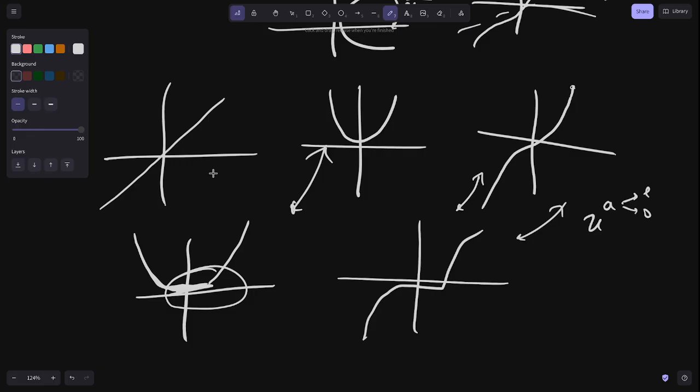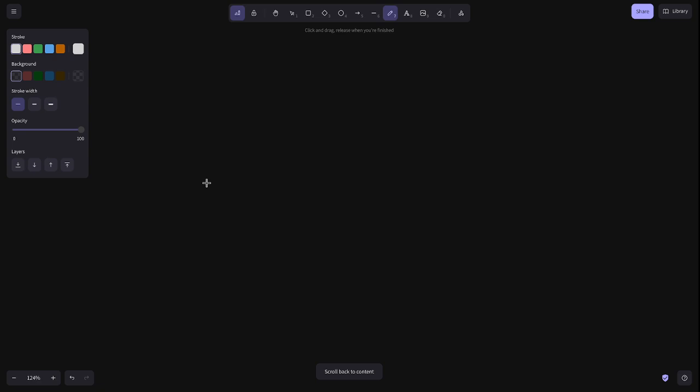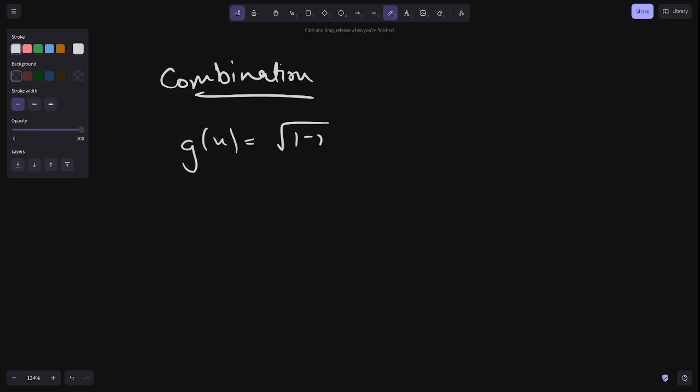Okay, so now we'll also do combination of the functions. How do I combine these functions? Okay, so I need to combine these. So for example, I give you a sum: g of x equal to root of 1 minus x, f of x is equal to root x. Obviously, if you're combining that, you have to first check the domain.